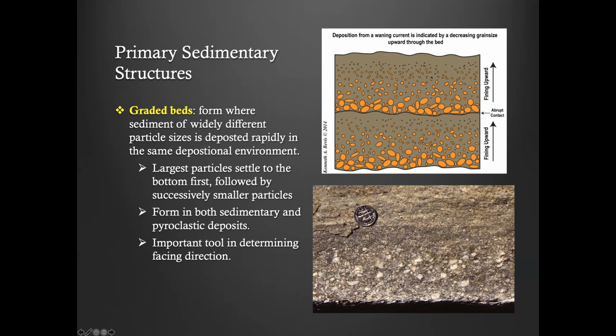So when we're looking at facing direction, if we recognize a fining upward sequence of graded bedding, we can likely say that this is the bottom of the bed, this is the top of the bed. Now, there are exceptions. There is such a thing as reversed graded bedding. And so you often have to look for other pieces of evidence as well, besides just graded bedding. As a geologist, we always have to have combined pieces of evidence. We can't go with one thing. We never go with one. We go with multiple things to understand what is actually happening.